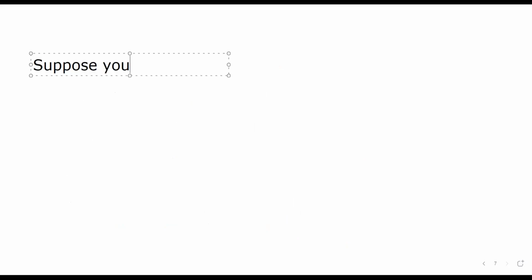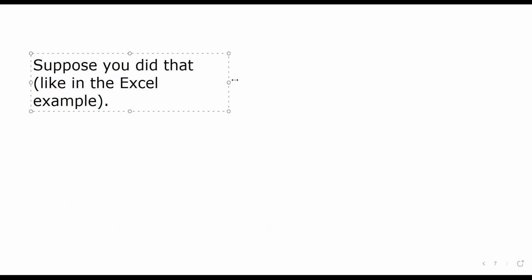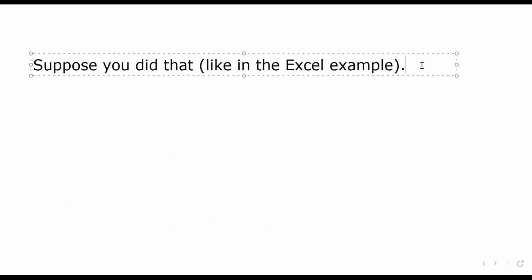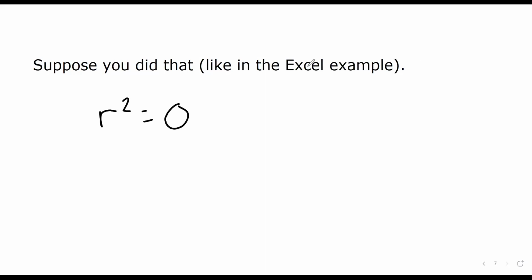All right. Suppose you did that, like in the Excel example. I'm not going to copy and paste into here. I'm just going to say that we did it. It is in the recording. So if you're watching this recording in the future, well, it's the present to you. Back up the video, go look at the picture in Excel. We got a value for R squared. What was that value? 0.9813.